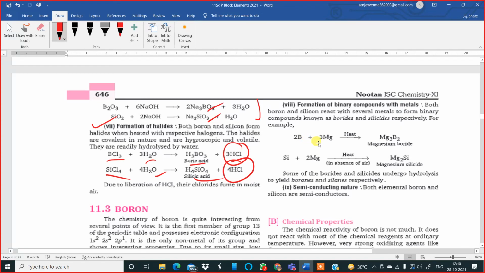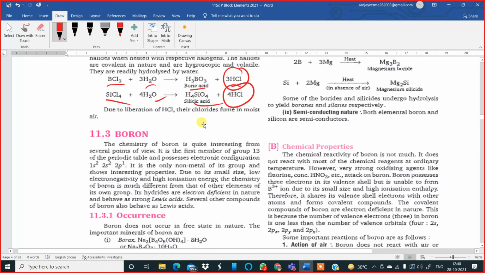Okay, so now after that, number 8, formation of binary compounds. Boron reacts with magnesium to form a binary compound, magnesium boride, and silicon also reacts with magnesium in the presence of heat, in the absence of air, to form magnesium silicide. Some of the borides and silicides undergo hydrolysis to yield boranes and silanes respectively. They undergo hydrolysis and give back the respective boranes and silanes. Semiconducting nature: both elements, boron and silicon, behave as semiconductors.